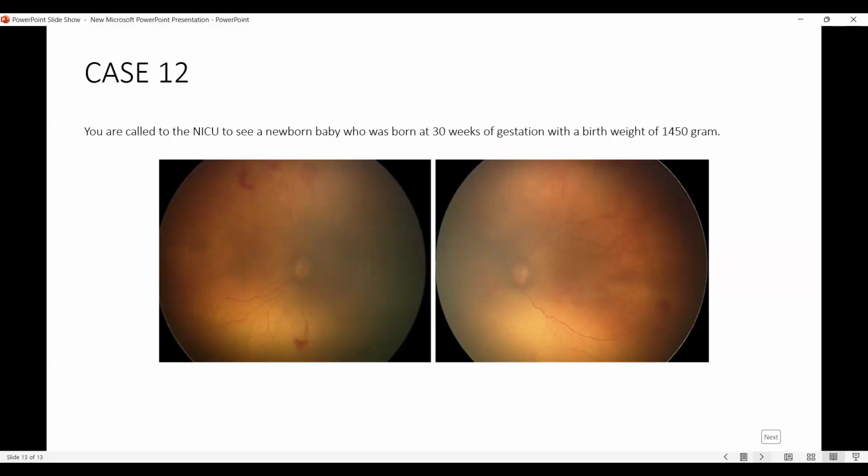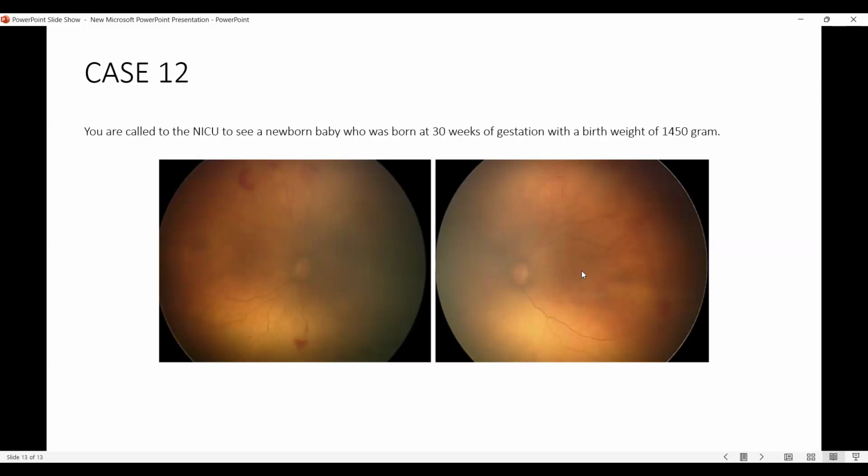We can see here what looks like fibrovascular extraretinal proliferation. It is a 2D picture, and there is some ridge structure. So we can say this is stage 2. Extraretinal proliferation is stage 3, because neovascularization is there. And zone-wise, it could be 1 or could be 2.